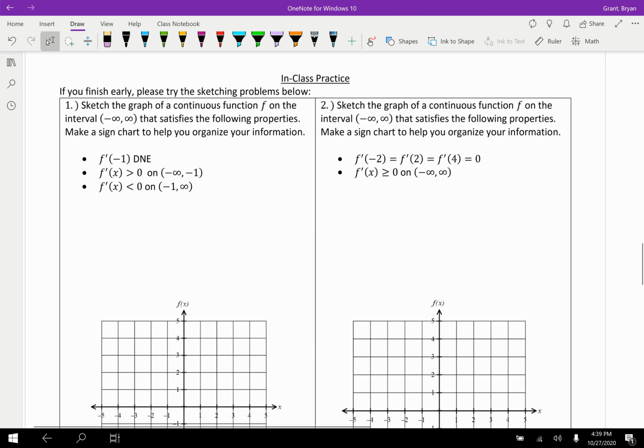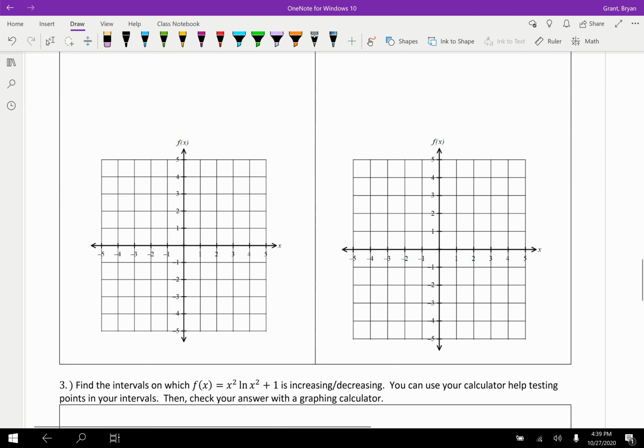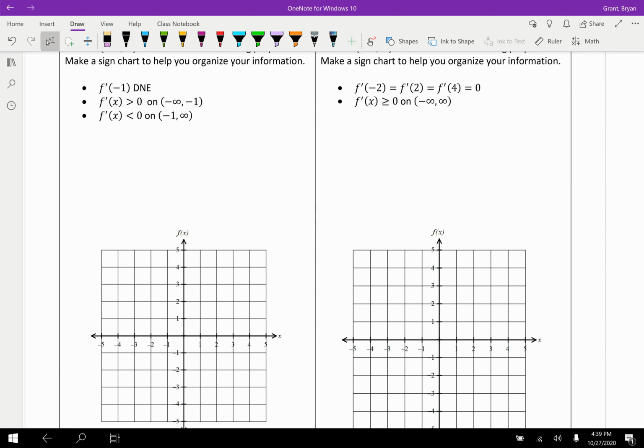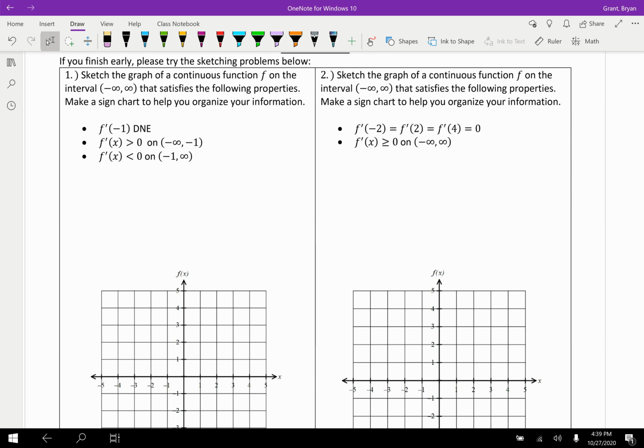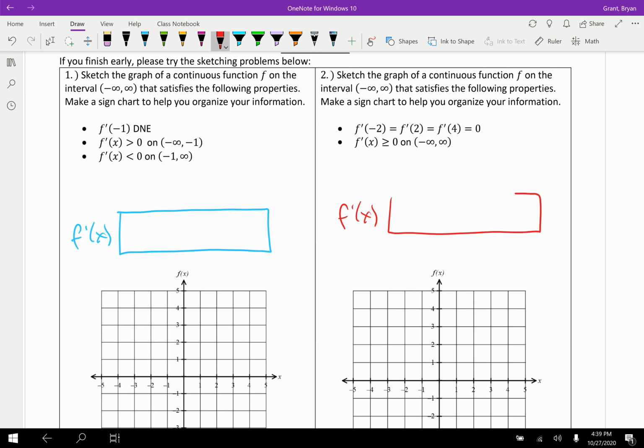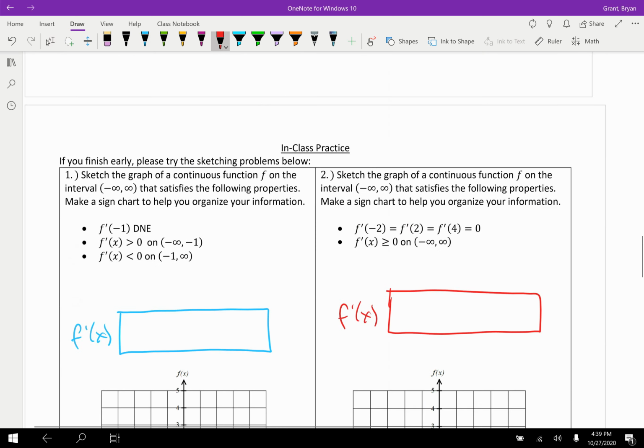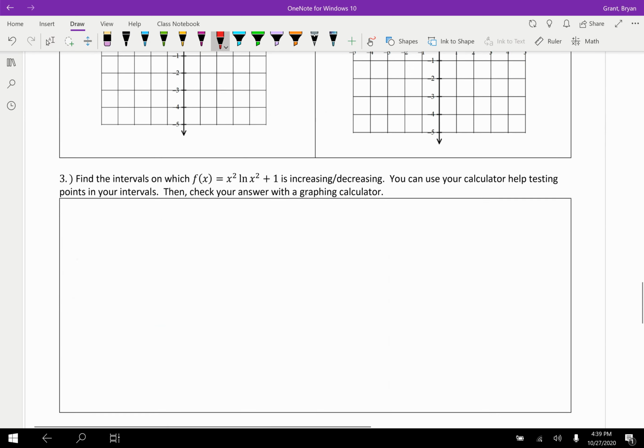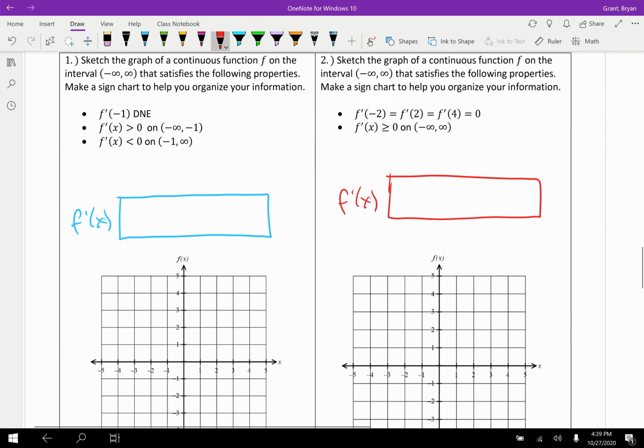The last page of this is not bad at all. The last page asks you to try sketching these problems below. So your goal is to go through, using all of this, create a sketch of that graph. Now, what I'd like you to do, please, is actually create a sine chart first. So this one is going to have a sine chart for f prime of x, right? And this guy over here is also going to have a sine chart for f prime of x. After you make the sine chart, use that to help you sketch your graphs, and you should be good. Once you're done with those, then we will go through the last one together. If you want, you can work on ahead and, of course, check your work.